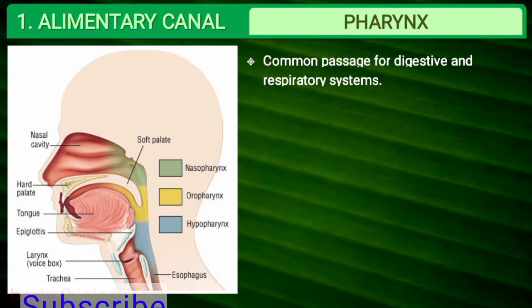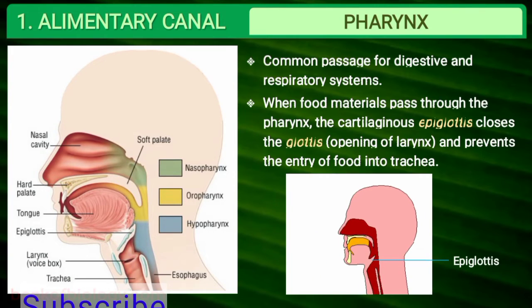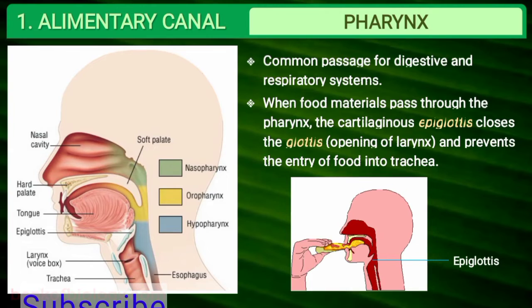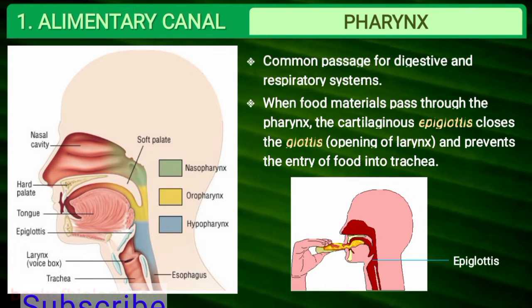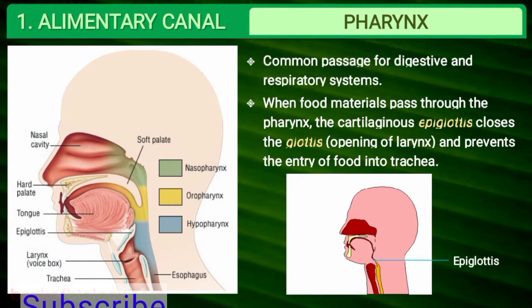The pharynx is a common passageway for the digestive and respiratory systems. When food materials pass through the pharynx, the cartilaginous epiglottis closes the glottis, the opening of the larynx, which prevents the entry of food into the trachea. As you can see in the slide how food is moving, the glottis and epiglottis lead into two different passageways, and in the large diagram you can differentiate between the esophagus and trachea, which are the food pipe and windpipe respectively. So the epiglottis is a lid on the larynx which covers the trachea while food is coming towards the esophagus.